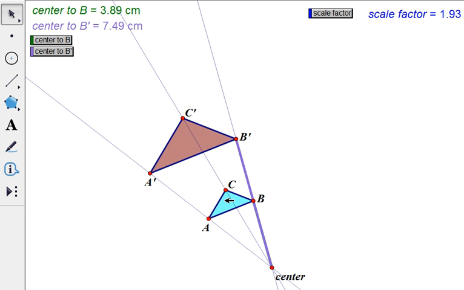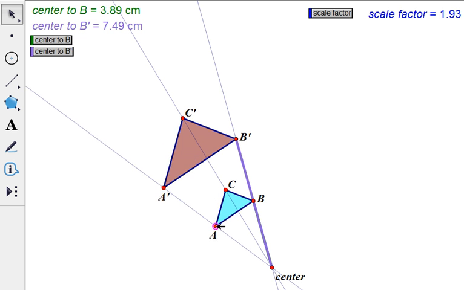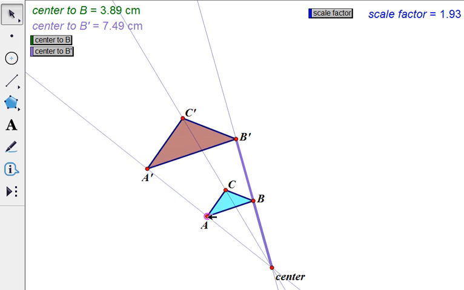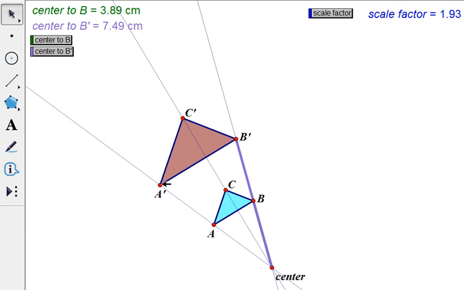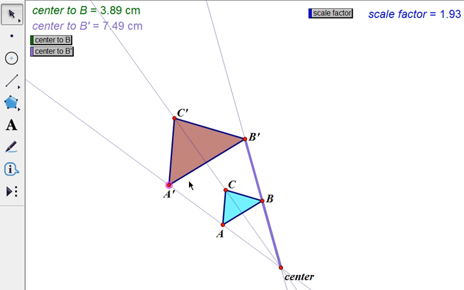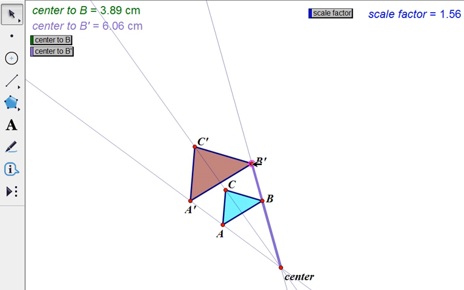Now what I want us to look at here is that it doesn't change when I move the preimage around, but if I start moving the image, oops, not that point. If I move this, notice my scale factor is changing. And what I want us to notice is right here, my scale factor is 1 because the distances from the center are essentially equal. Remember that Sketchpad is going to do some rounding.